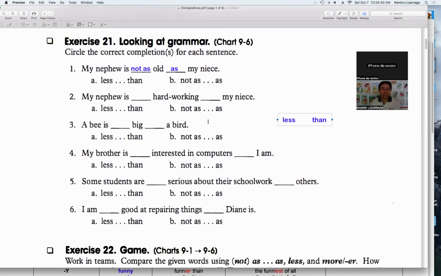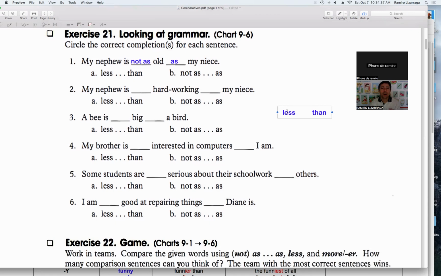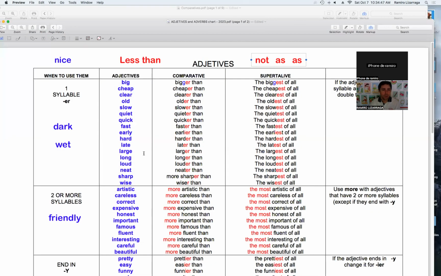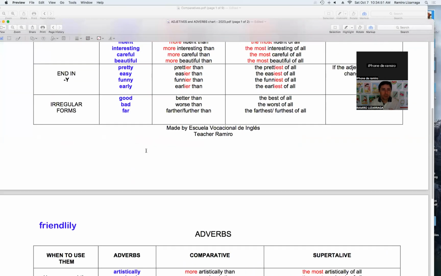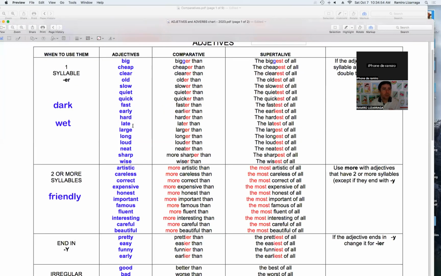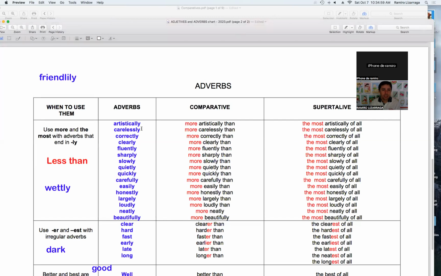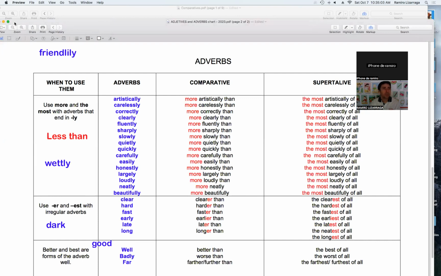Hardworking. What's going on here? My nephew is hardworking. Hard. What's going on with hard? Let me look for hard. Do you see hard right here? Hard. It's hard right here, one syllable. Okay, and also that's an adjective. Also, it's an adverb. Look, and it's one syllable.